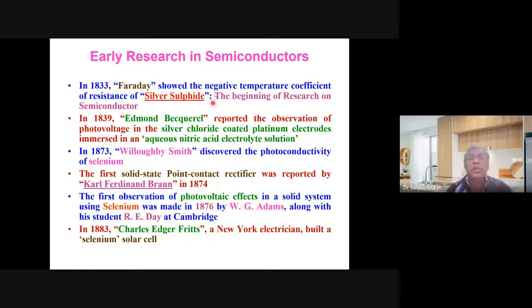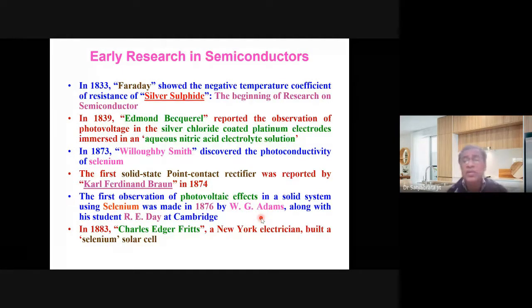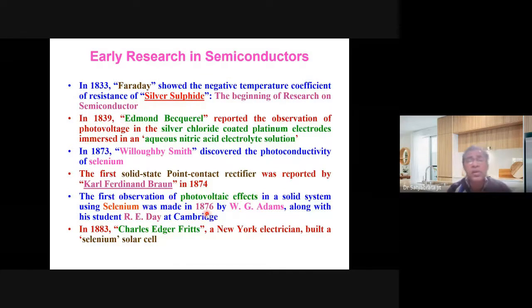So these are very preliminary research that was done by W.J. Adams in 1876, along with his student R.E. Day at Cambridge. They also observed the photovoltaic effects in a solid system, that is using selenium, in 1876. So the photovoltaic effect was observed by Becquerel in 1839, and again in the form of a solar cell kind of thing, it was discovered in 1876 by Adams.